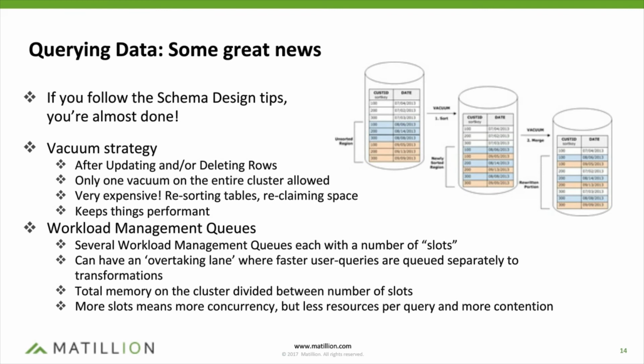So after you update or delete a row, it's really just marked for deletion. And we talked earlier about the unsorted regions as well building up as you do more and more appends. So a vacuum deals with both of those issues. It physically removes the updated and deleted rows, or rather the old versions of the updates and the deleted rows. However, there is only one vacuum allowed to be running at any one time across the entire cluster, no matter how many databases you've got on there.